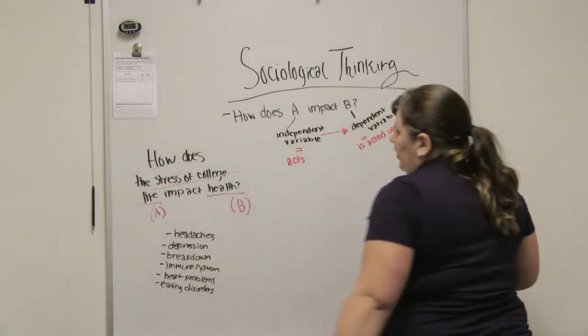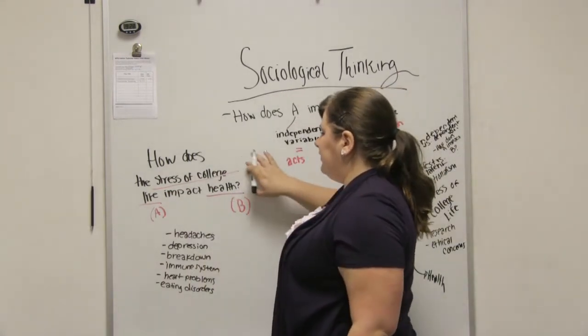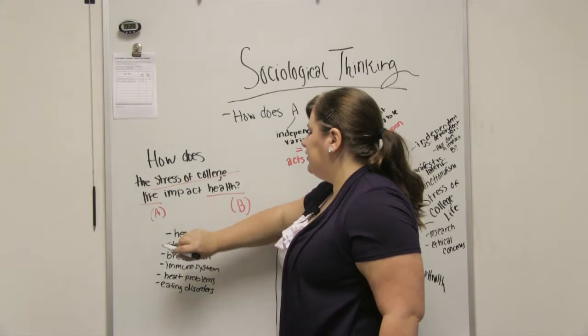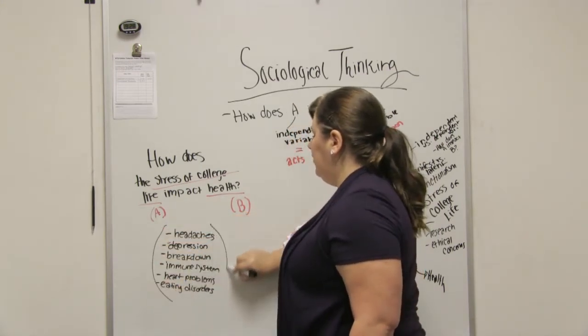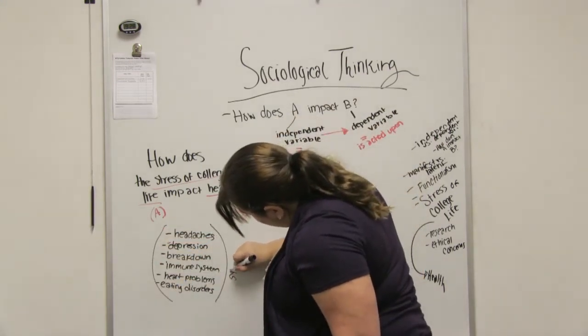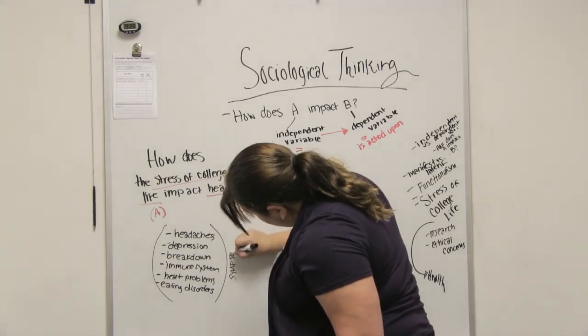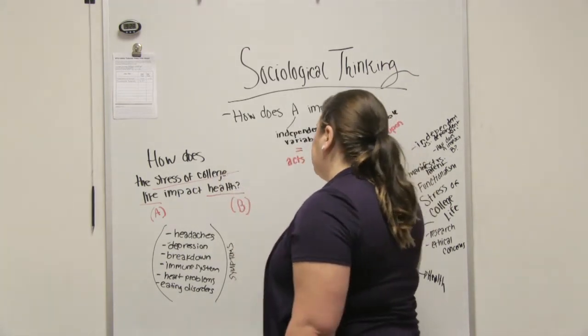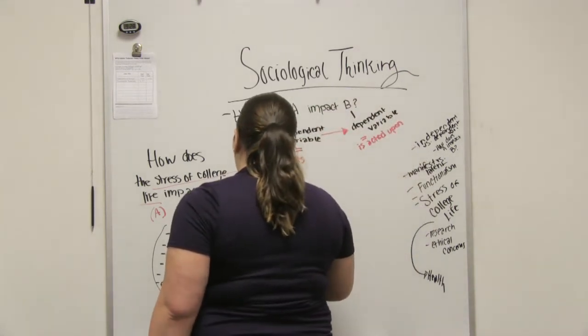So then what we're looking at, though, is specific stress of college life. So we would say these are the symptoms. So these are our symptoms, which is great. That's good to have in there for sure. Some ways that we want to talk about are what are some of the examples of stress of college life?